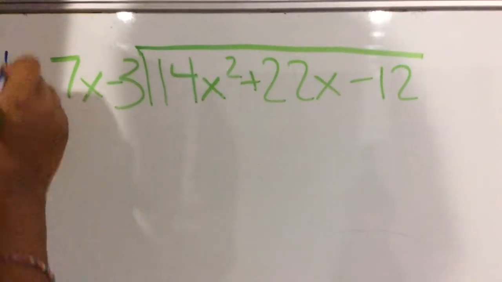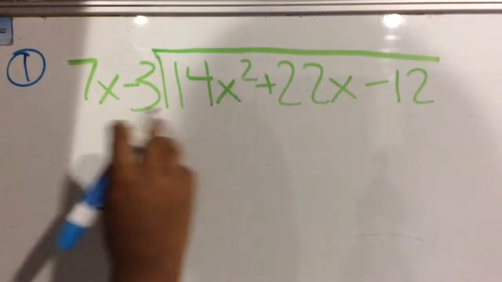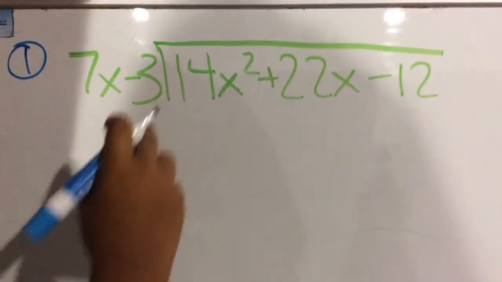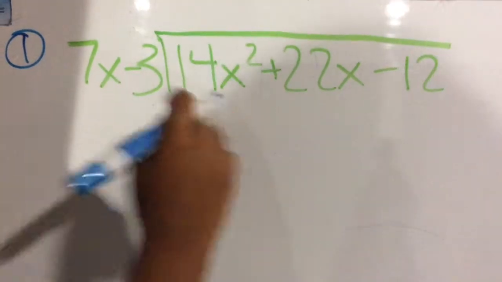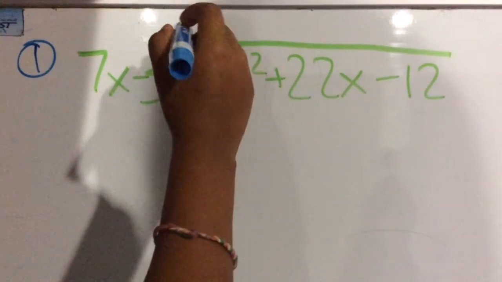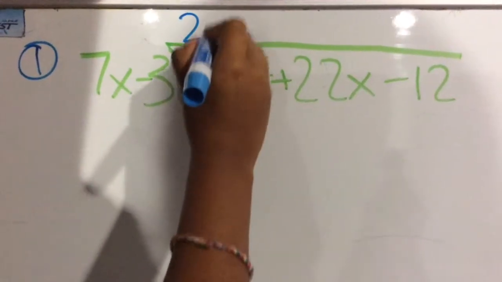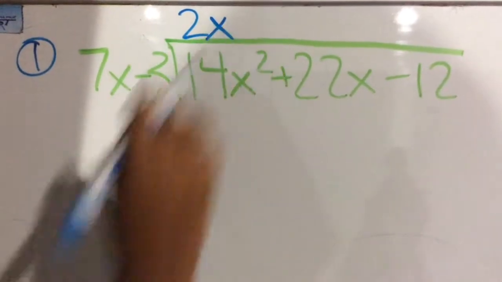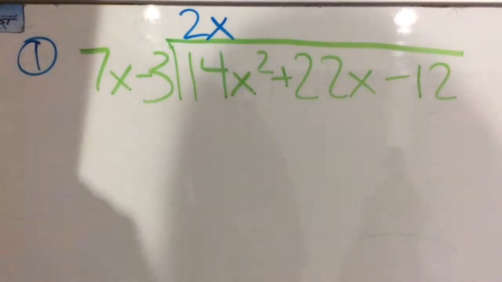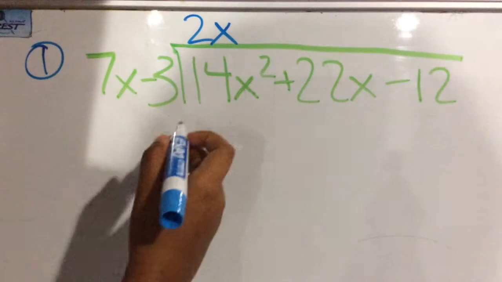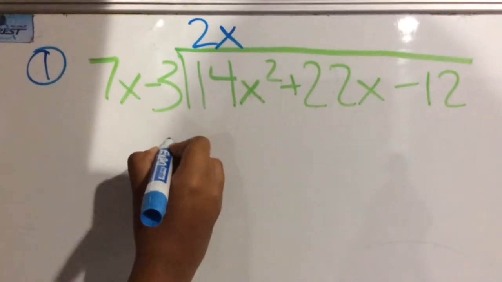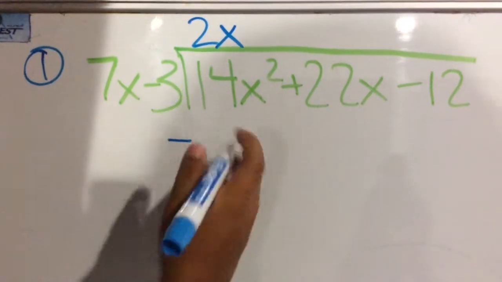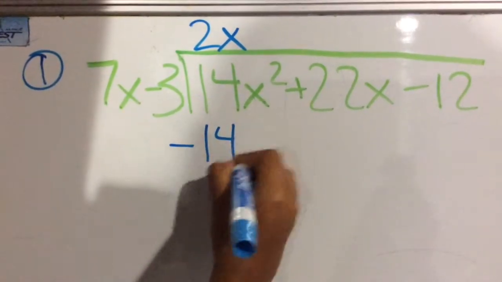So the first step to divide polynomials is you have to cancel out the 14x squared. So what we have to do here is multiply by 2x, because 7x times 2x is 14x squared. And just like when you regularly divide, you always subtract. So it's going to be minus 14x squared.